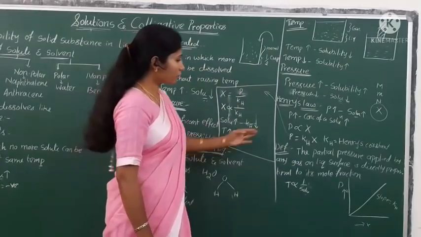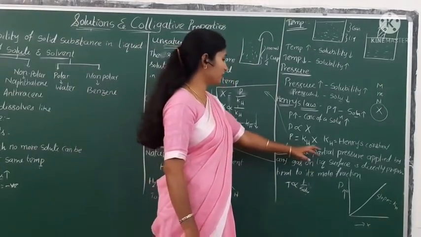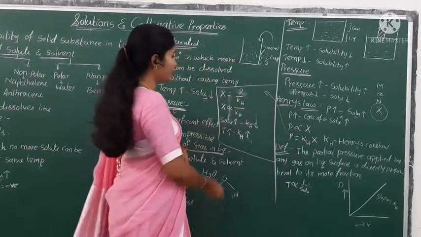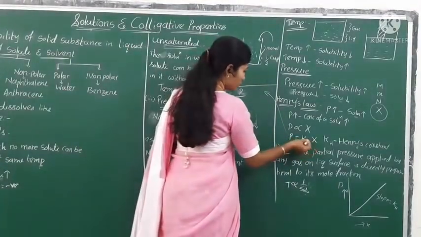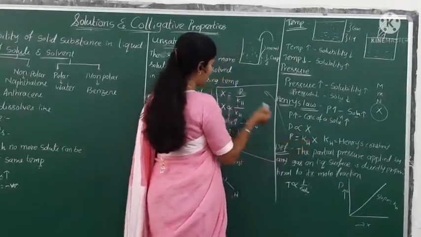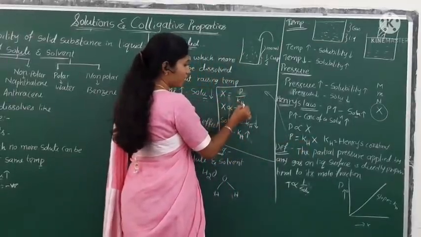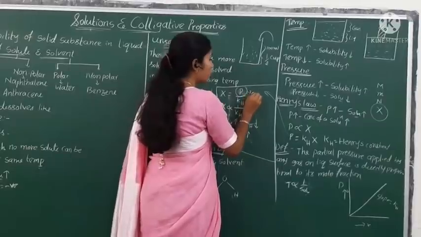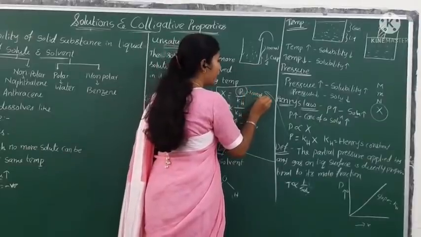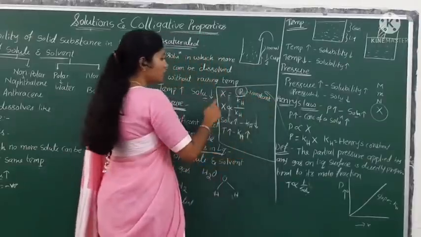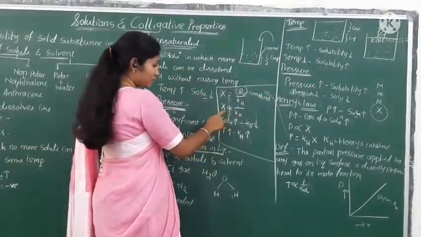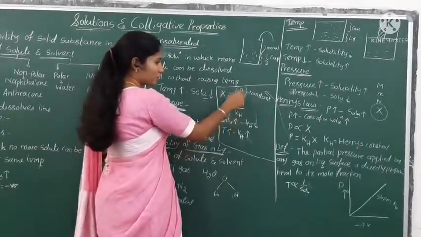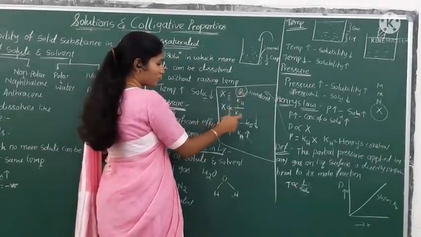Next, from the equation P is equal to KH into X, we can send this KH to this side. So X is equal to P by KH. If we keep the pressure constant, X is inversely proportional to KH, because pressure is a constant. So it is inversely proportional to KH.